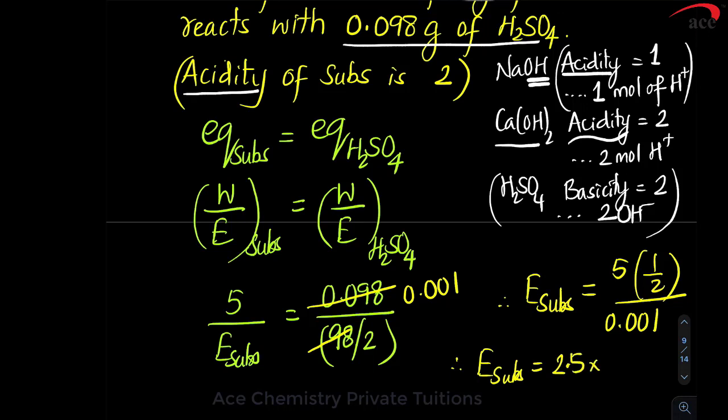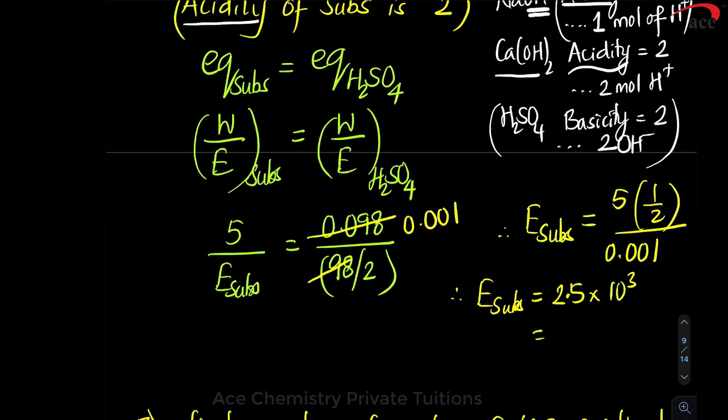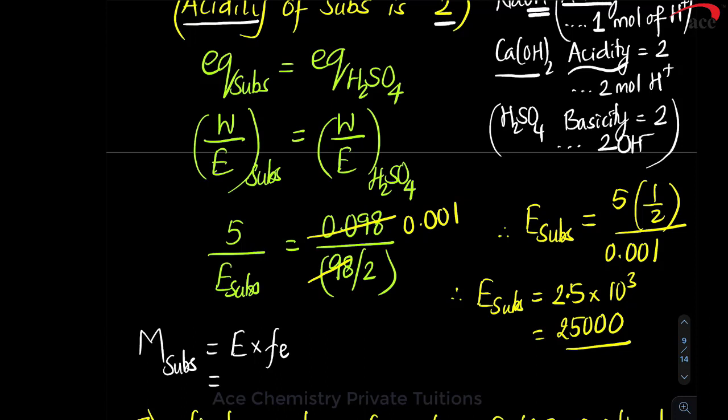So equivalent mass of a substance will be 2.5 multiplied by 10 to the power 3, that is 25000. That's quite a large number you got. Okay, that's the equivalent mass. But they are asking even molar mass. How to get molar mass of a substance? Molar mass of a substance is equivalent mass multiplied by factor. They have said acidity of the substance is 2. So 25000 multiplied by 2, so 50,000 is the molar mass.